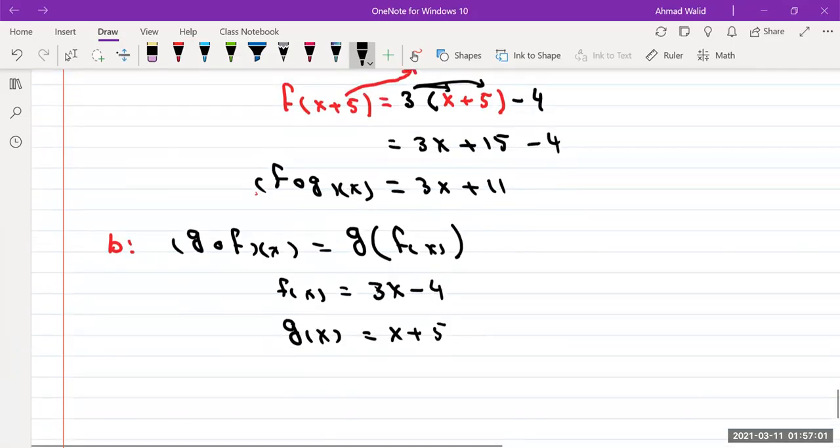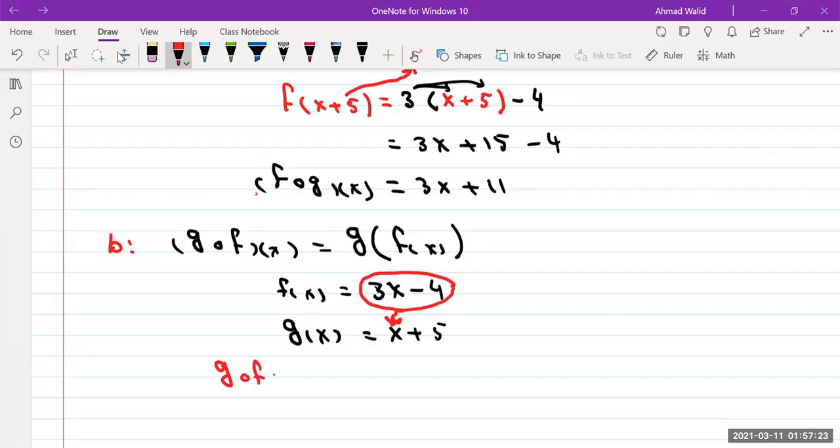Look at the other way, the easy way. Plug f into g. It means take this one, plug it here instead of x. This is what you actually do. Easy way. I explained it in 2 different ways, correct? Which way is easier for you? Then g of f of x equals, replace x with 3x minus 4. 3x minus 4 plus 5, which gives you 3x plus 1. That's it.